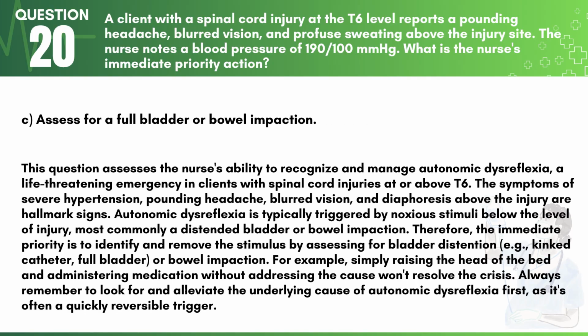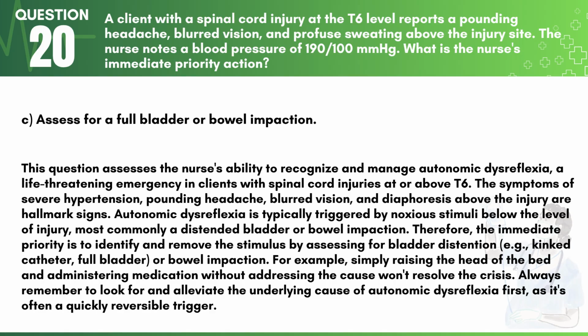Answer: C. Assess for a full bladder or bowel impaction. This question assesses the nurse's ability to recognize and manage autonomic dysreflexia, a life-threatening emergency in clients with spinal cord injuries at or above T6. The symptoms of severe hypertension, pounding headache, blurred vision, and diaphoresis above the injury are hallmark signs. Autonomic dysreflexia is typically triggered by noxious stimuli below the level of injury, most commonly a distended bladder or bowel impaction.